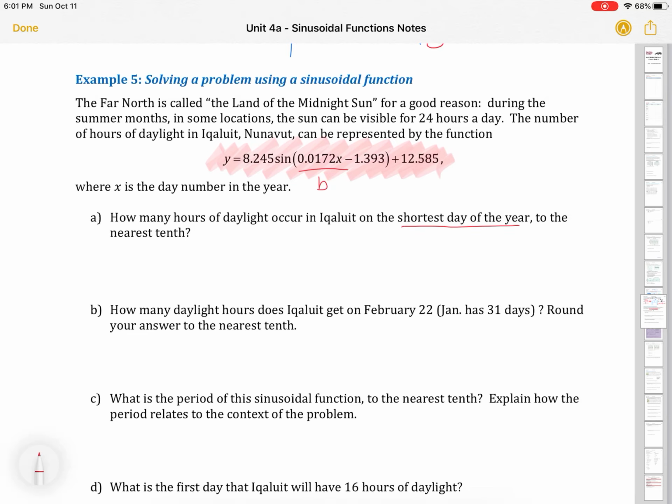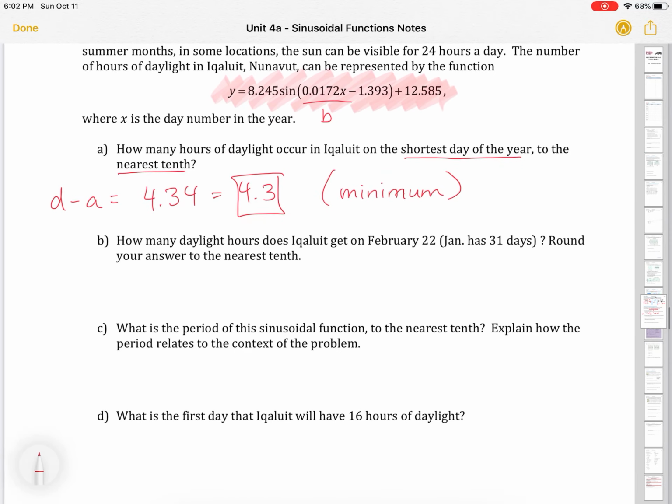D minus A, 12.585. Sorry, my calculator's just doing funny things for me right now. My apologies. There we go. 12.585 minus 8.245, and I get 4.34. So this is basically D minus A, because we're looking for our minimum, right? Okay, and it wants it just to the nearest tenth, so 4.3.